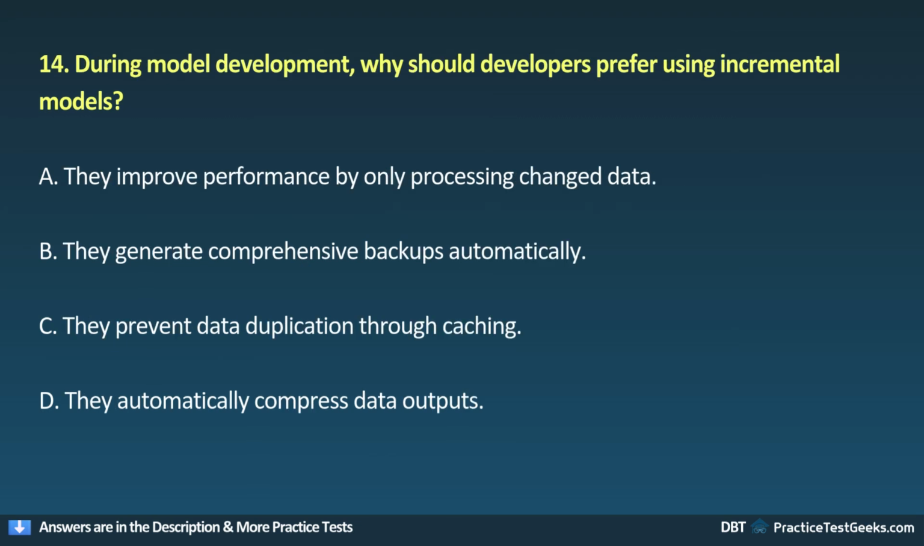14. During model development, why should developers prefer using incremental models? A. They improve performance by only processing changed data. B. They generate comprehensive backups automatically. C. They prevent data duplication through caching. D. They automatically compress data outputs.